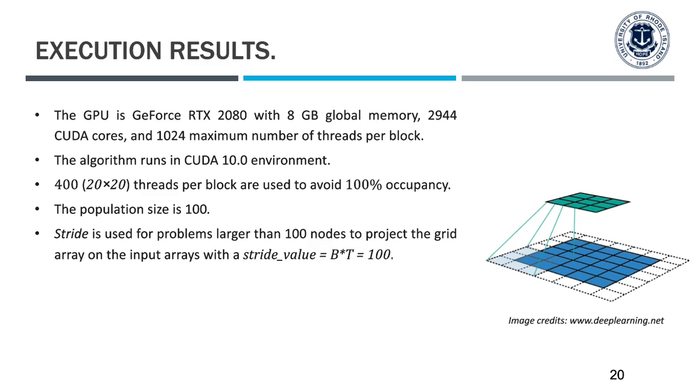We selected the population size to be 100, and for problems larger than 100 nodes, we use the stride concept as illustrated in the figure on the right side, where the green array represents the thread arrangement and the blue array represents the input array, like the population or the children array. And it can be seen that the stride concept can help the thread arrangement cover the entire array, even if it has a lower size than the input array.